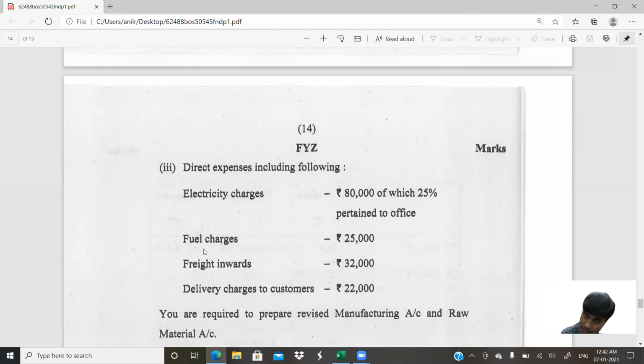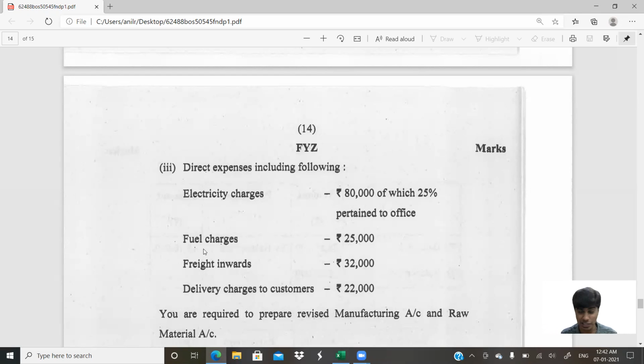So freight inwards is manufacturing expense. Is it being included? Yes. Should we do something about it? No. What if it was freight outwards? Then it is not manufacturing expense because it is incurred to take the goods out of the factory. Then I would deduct the same. Perfect. Next, delivery charges to customers. Once the goods are manufactured, it is sold. In the process of selling, you are doing delivery. And when you're delivering it, you are incurring money.